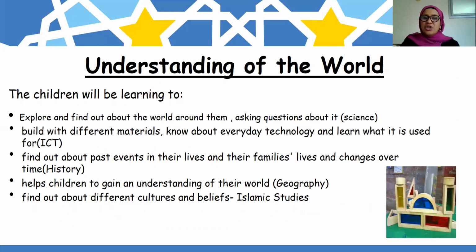In understanding of the world, the children will be learning to explore and find out about the world around them by asking questions and inquiring about it. This is connected to the science aspect of learning. Build with different materials, know about everyday technology, and learn what it is used for, which will fall under ICT. When they find out about past events in their lives and their families' lives and changes over time, this is linked to the history aspect. It will help the children to understand the world around them, and this will be related to the geography aspect. They'll find out about different cultures and beliefs through Islamic study too.